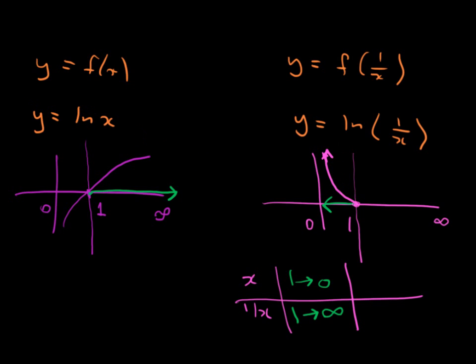Now we need to do the second section. The second section will be this bit over here, when x is going from 1 to infinity. When x is going from 1 to infinity, we ask what is 1 on x doing? Well, 1 on 1 is 1 again. And 1 divided by bigger and bigger numbers means that this is eventually getting smaller and smaller and eventually getting to 0.